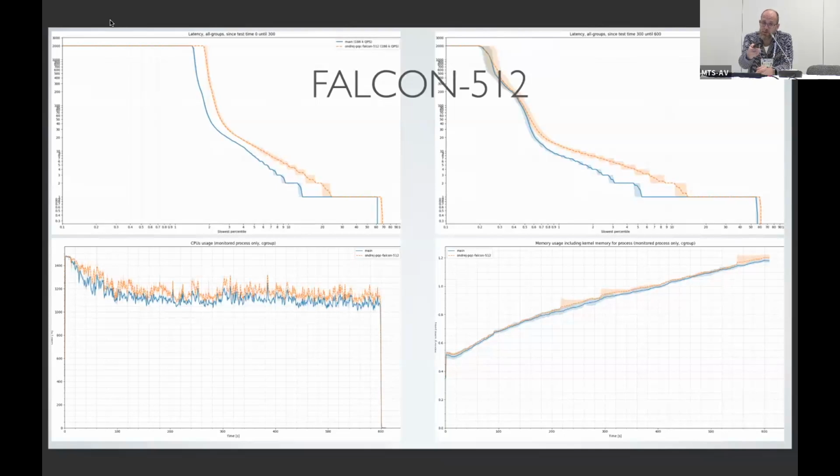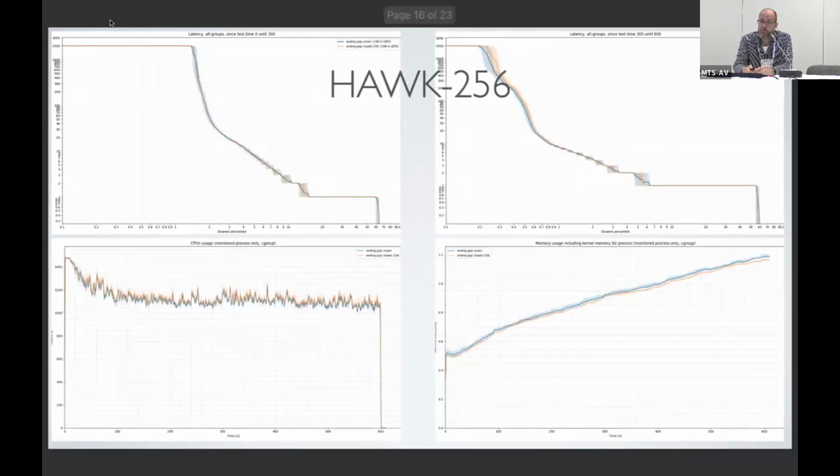The CPU also goes up, and there are some weird artifacts in the memory. I don't know what they are, and I haven't had time to study that. For Hawk, looks nice, right? There's almost no difference. We can live with that with DNSSEC.